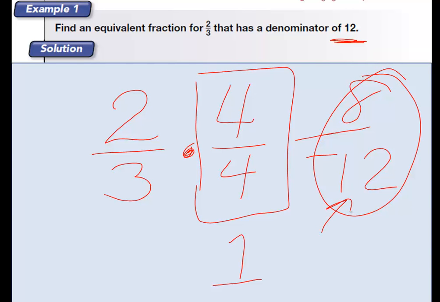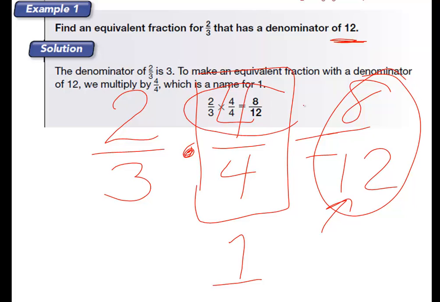Let's see if I did that right. Hey, there we go, right there, 8/12. We love it when we do it right. And if we reduce 8/12 down, we'd get right back to 2/3, wouldn't we?